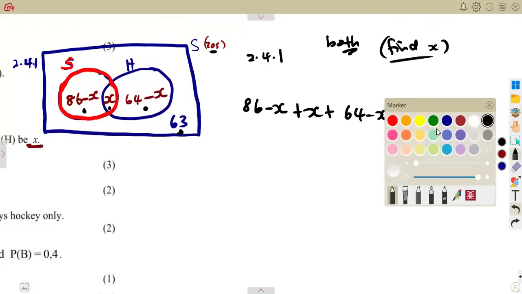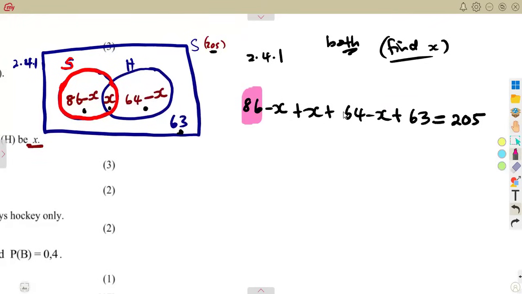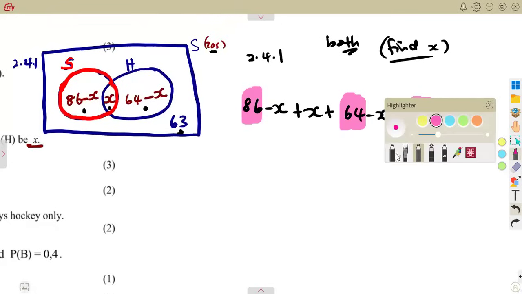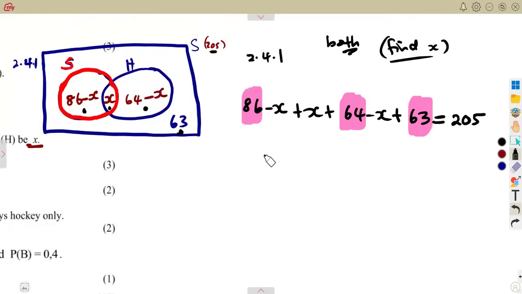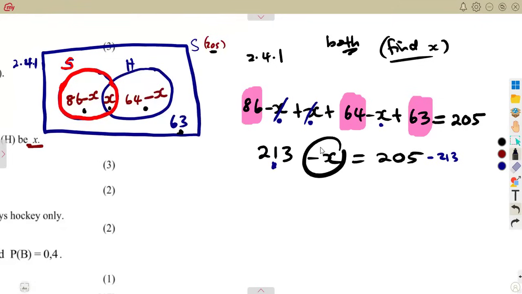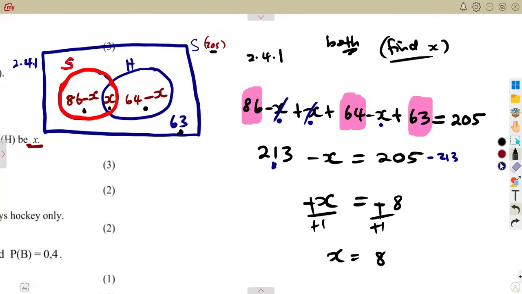All right, so let us quickly take our like terms, the numbers on their own. We've got 86 here, add to 64, add to 63. Working with the numbers, that was going to give us 213. Then in terms of x, this is minus x plus x, so this actually cancels. You remain with the minus x there. So that's minus x, which is equal to 205. To find x, I can simply take the 213 this side. It was a positive here, so it's going to be a negative 213. So we are going to remain with minus x, which is equal to 205 minus 213. That's minus 8. So what is the value of x? Divide by -1. You obtain the value of x to be 8. So therefore, 8 play both.